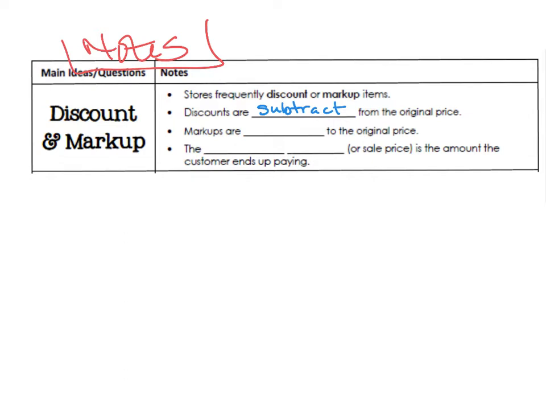A markup is something that gets marked up so that they make more money, and this is added to the original price. What that's called then is the selling price. That's what we're going to call the selling price of the item, whether it is discounted and made less or whether there's a markup and made more. So again, pause the video if you need to, but I want this in your notes.